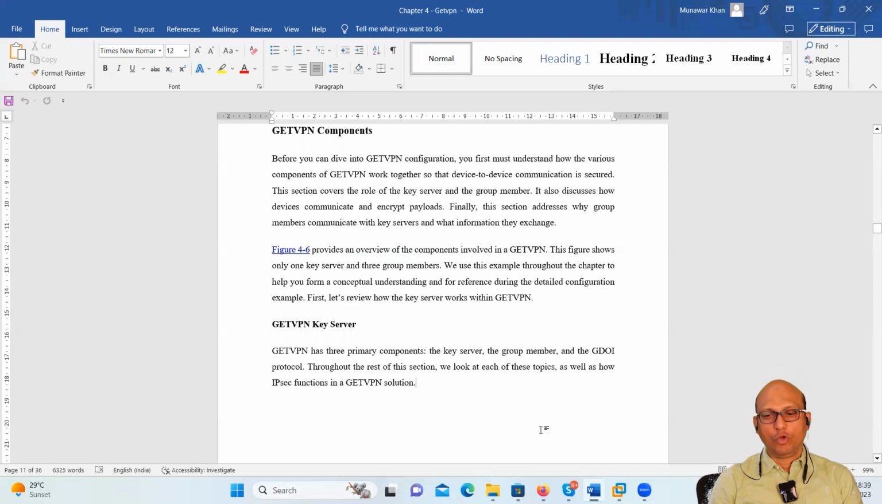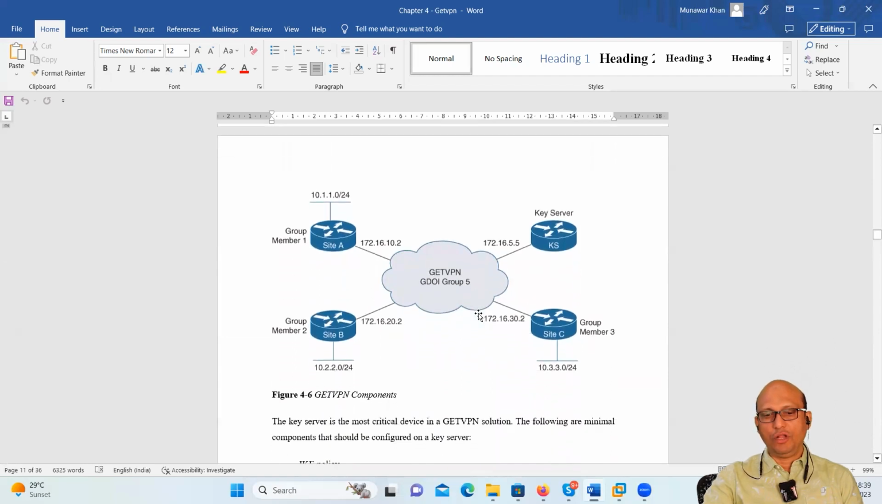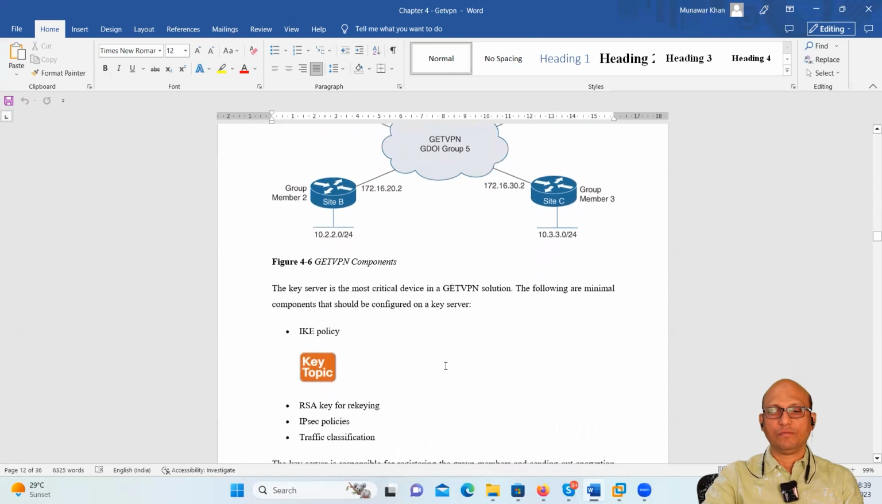Key server, group member, and the GDOI protocol. See, it's shown in the diagram also. The key server, as I told you, is the most critical device in a GETVPN solution.